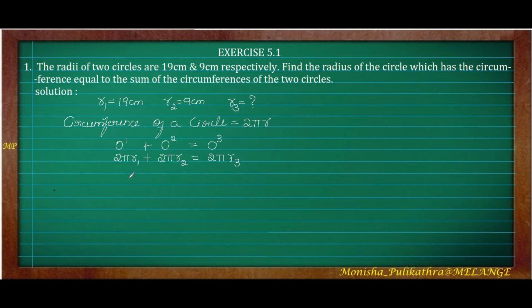So here 2 pi is common. I will take 2 pi common, leaving 2 pi into r1 plus r2 equal to 2 pi r3. Here 2 pi and 2 pi get cancelled. So the remaining is r1 plus r2 equal to r3. We know the values of r1 and r2. So r1 is 19 plus r2 is 9. So finally, we got the value of radius r3 as 19 plus 9, which is equal to 28 centimeter. I hope you understood this.